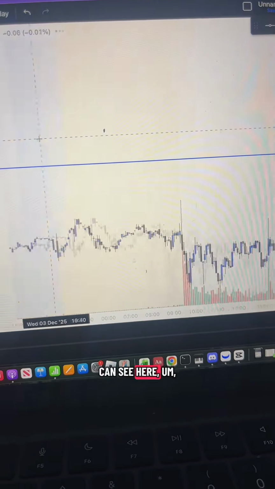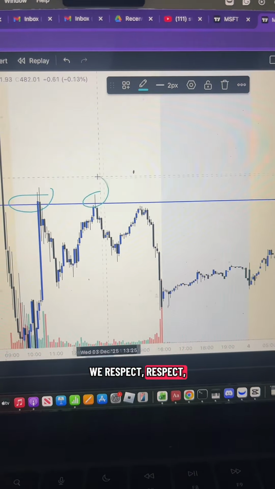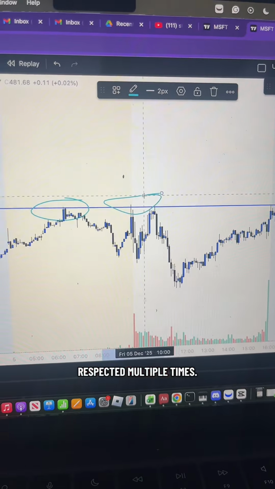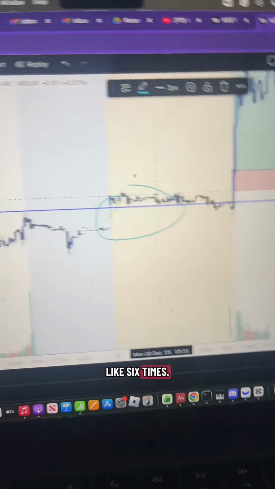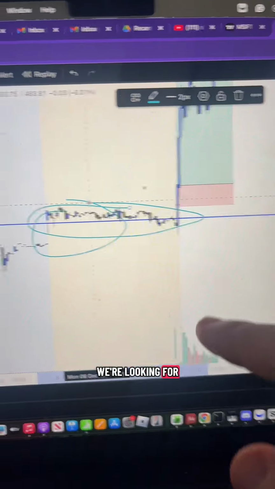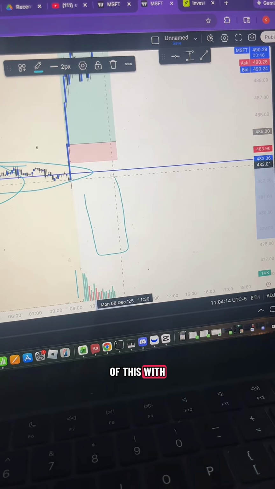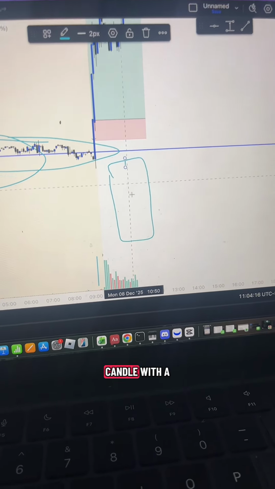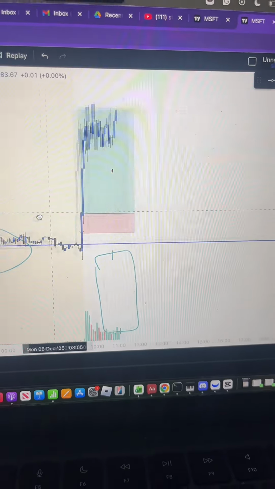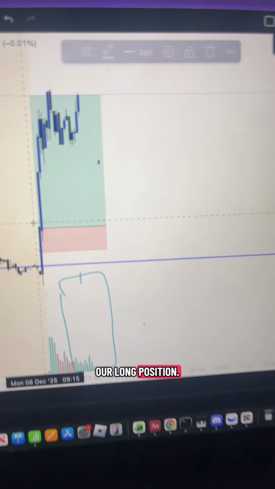As you guys can see here, in the previous past, we find a level that gets respected multiple times. As you guys can see, this level gets respected like 6 times. And then we see it respected inside of pre-market. So now what we're looking for is the first 5-minute candle of market open to break out of this with a 5-minute momentum candle. This is a candle with a huge body and a little wick, guys. As soon as that 5-minute momentum candle closes, guys, we enter into our long position, okay?